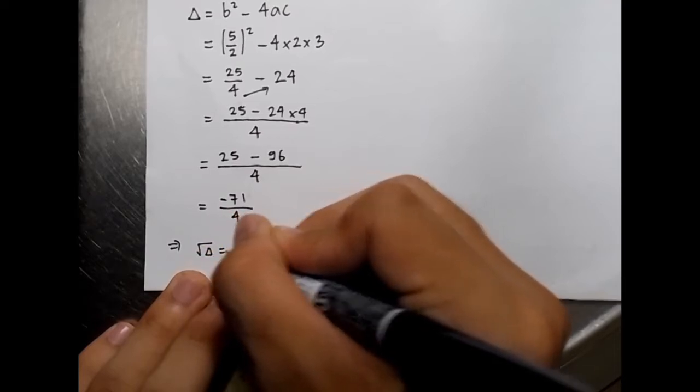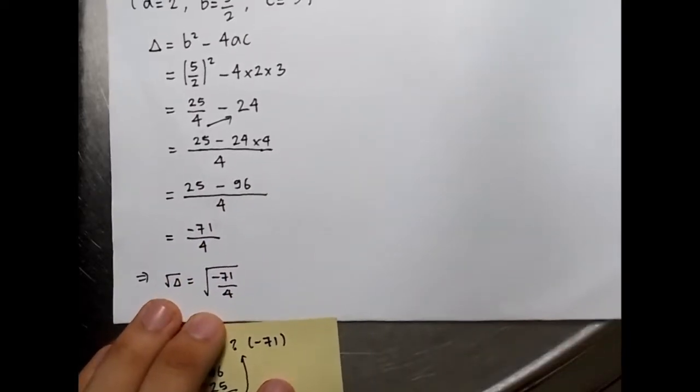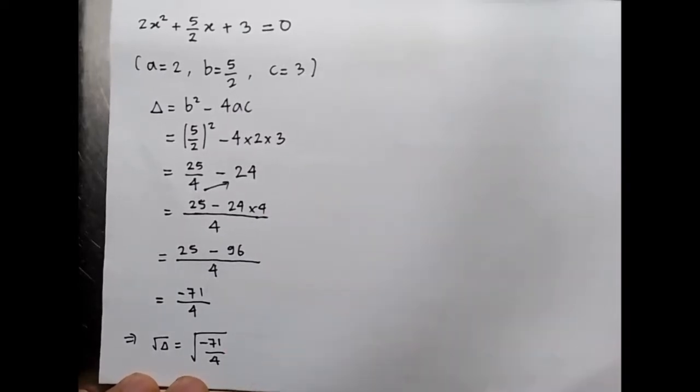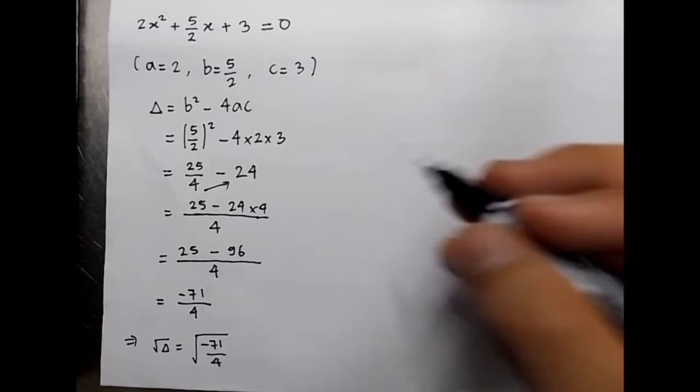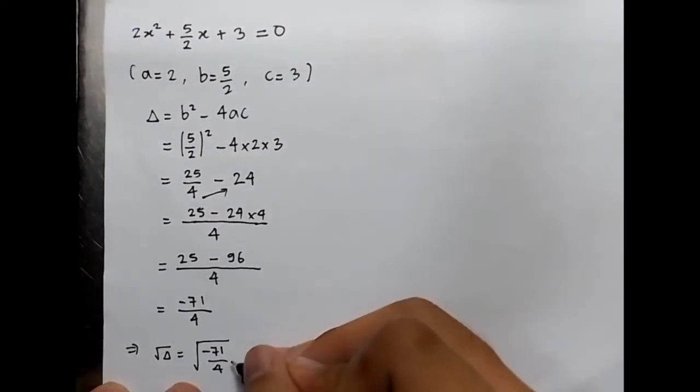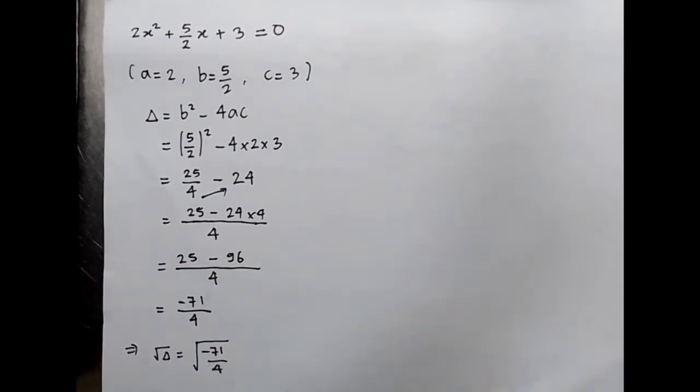And then what we're going to do next is to find the square root of delta. So we got the square root of negative 71 over 4. So again, square root of a negative number, how are we supposed to do that? That is a big problem right here. However, don't worry, I'm going to explain to you step by step.